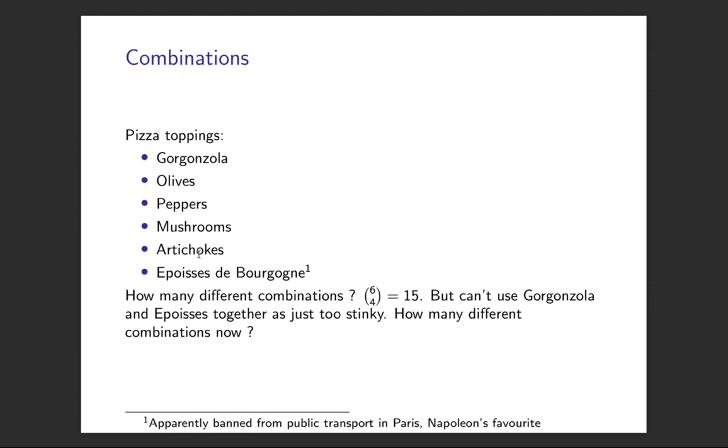Okay, so how to deal with constraints. Here's the example we've got. Suppose these are our 6 pizza toppings. Suppose Gorgonzola and Epoisses are 2 well-known smelly cheeses. Suppose there's no way you're going to put 2 really stinky cheeses on the same pizza. You wouldn't want to be in the same room as it, let alone put it in your mouth. So we've got a constraint: you can only put at most one of those 2 cheeses on your pizza. Now how many different pizza topping combinations are allowed? We know that there's 15, 6 choose 4 in total, but now we've got these constraints, so it's much harder.